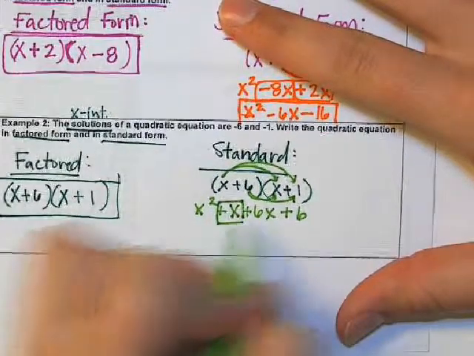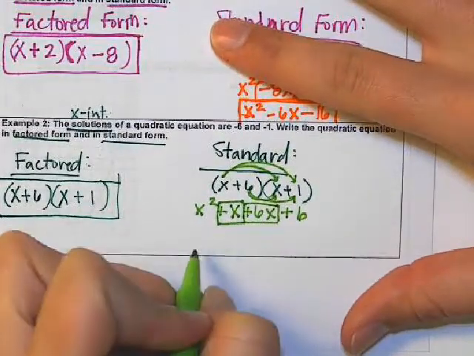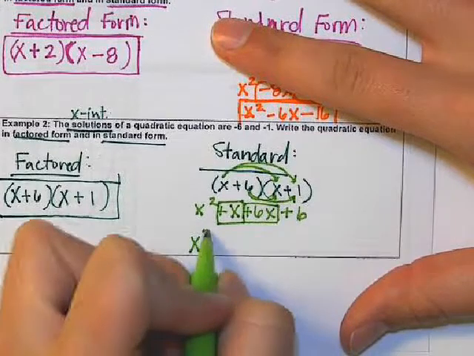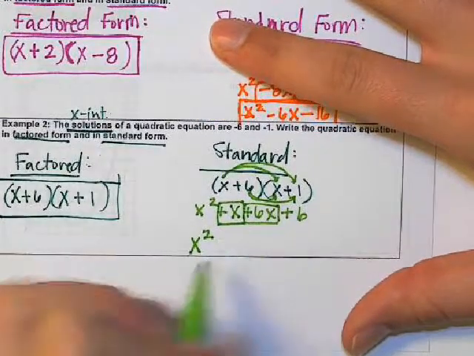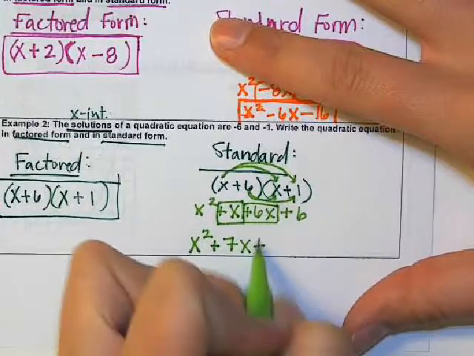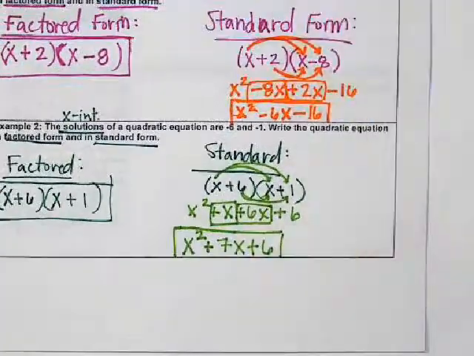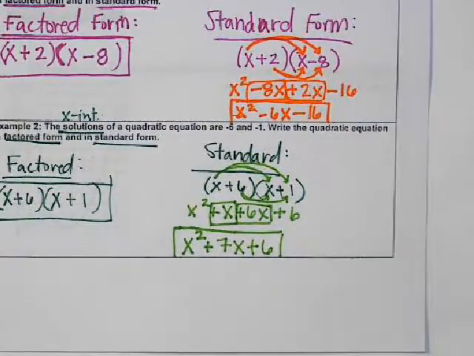So regular x and 6x. What has to be written first? X squared. X squared gets brought down. What's 1 plus 6? 7x. And then the regular 6 gets brought down in the back. Good. You have to do that. Okay, flip it over.